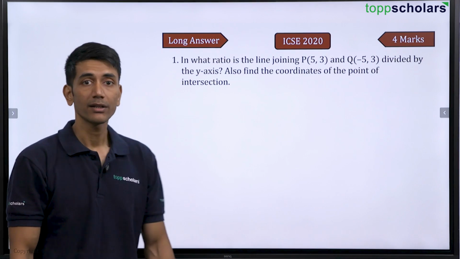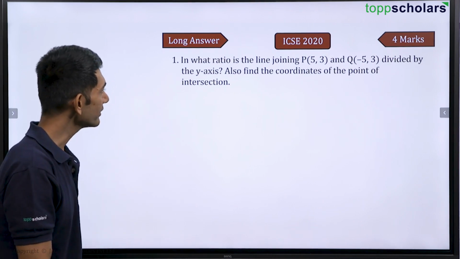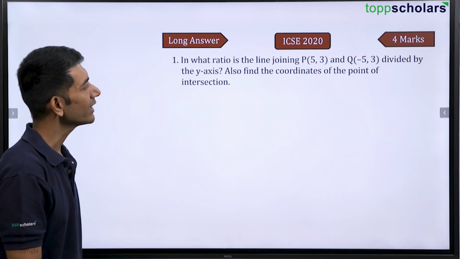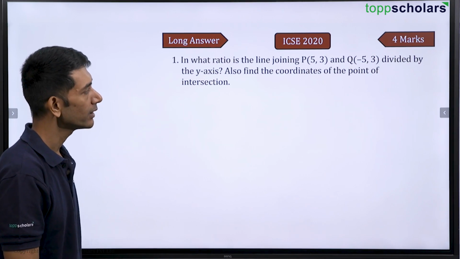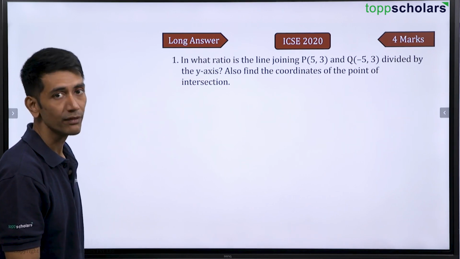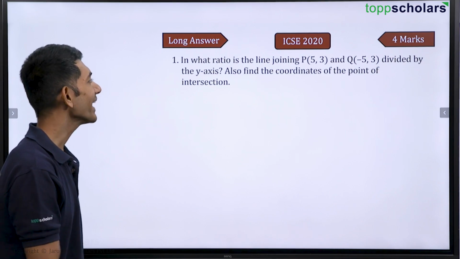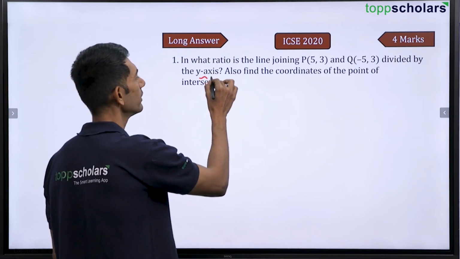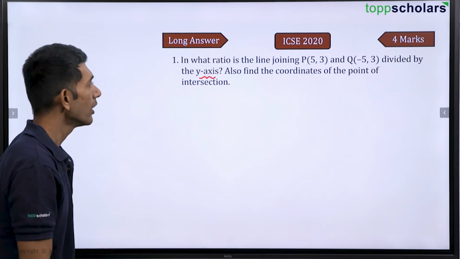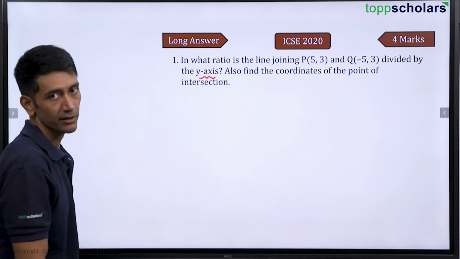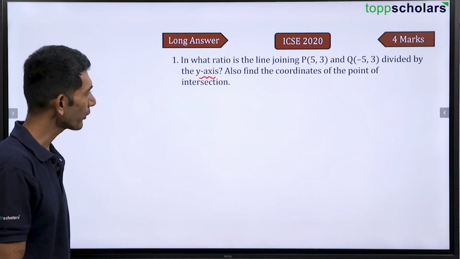It was asked for 4 marks in the year 2020. The question says, in what ratio is the line joining P (5, 3) and Q (-5, 3) divided by the y-axis? Now this is an important term here: it is divided by the y-axis. Also find the coordinates of the point of intersection. We are also supposed to find out the coordinates of the point of intersection.